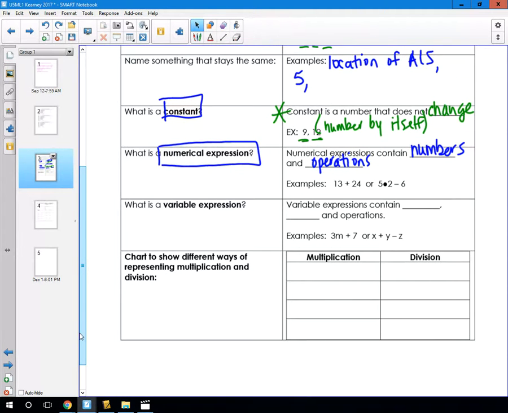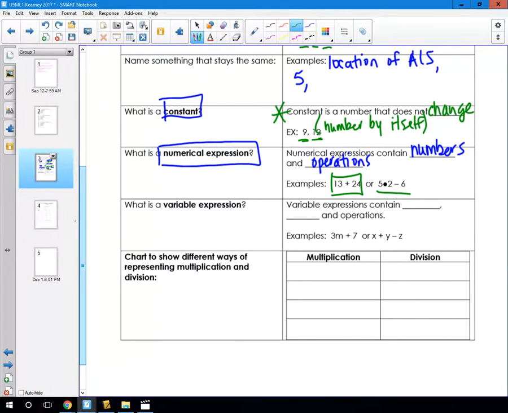Okay, so here are some examples. 13 plus 4. That is a numerical expression because it has numbers and it has operations. It has that addition in there. Or the next one, 5 times 2 minus 6. That's another numerical expression because it has numbers and operations.